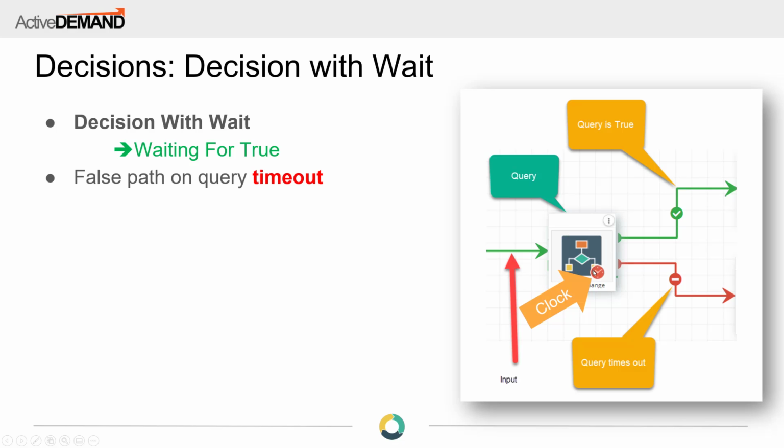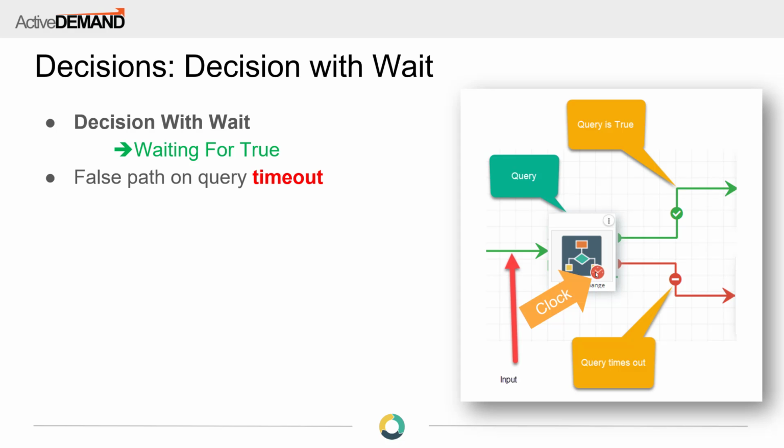The widget is always identified by this little clock. So you'll see the basic decision doesn't have a clock. The decision with a wait will have a clock. Both the basic decision and the decision with a wait are, again, query-based decisions.